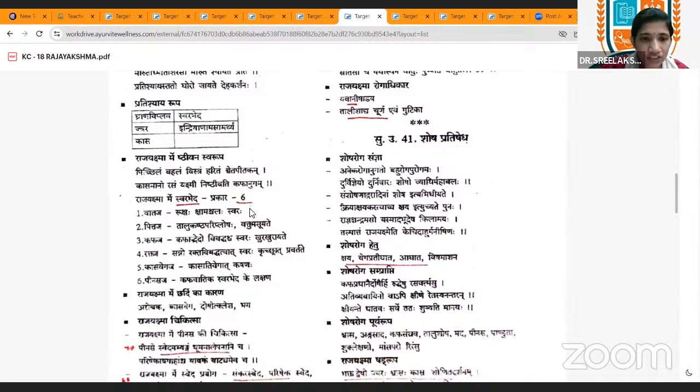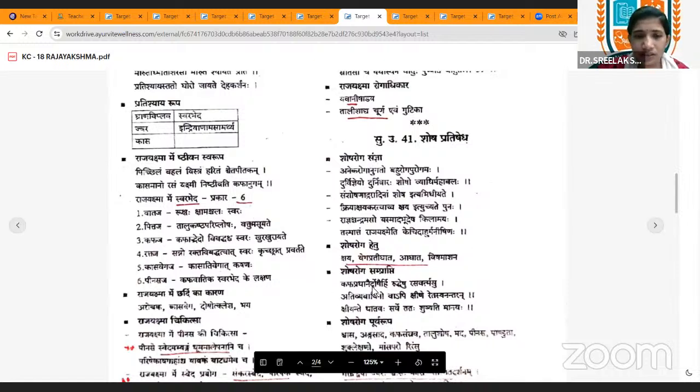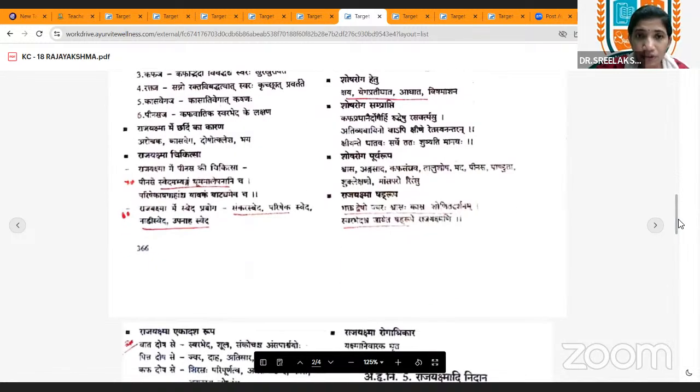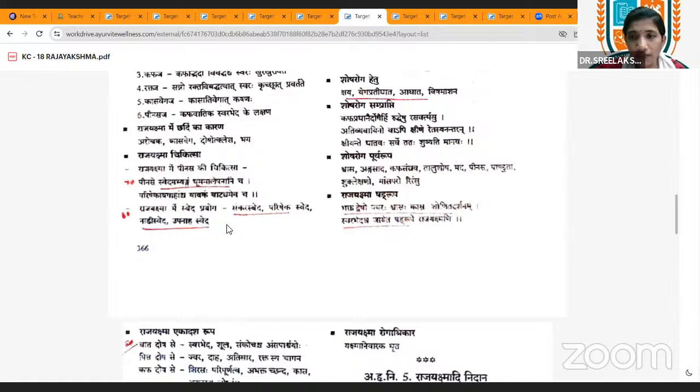Then Rajyakshma Chhardi Karana, that is Aruchi, Kasavega, and Doshotklesha. These are of 1-star importance. And in Rajyakshma, the treatment of Pinasa is important. In Pinasa, mainly Sweda, Abhyanga is mentioned, and also Dhoopana is mentioned. Parisheka, Nadi Sweda, Upanaha Sweda. So the types of Sweda mainly mentioned in Rajyakshma are Sankara, Parisheka, Nadi, and Upanaha Sweda. So these 4 types of Sweda are mentioned in Rajyakshma.